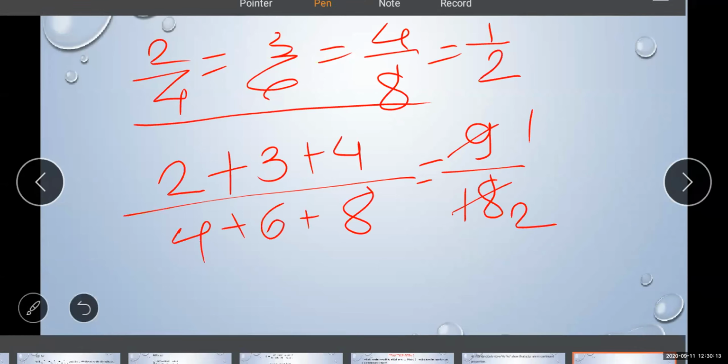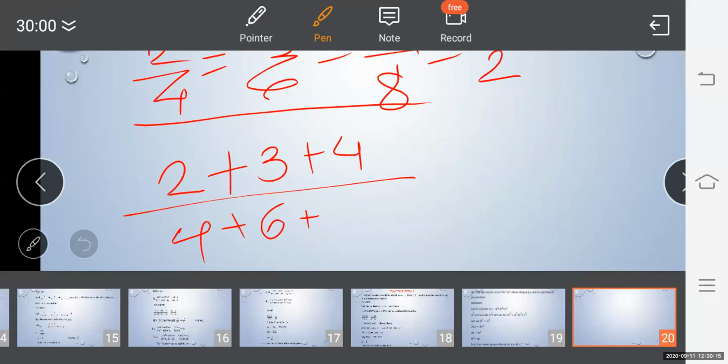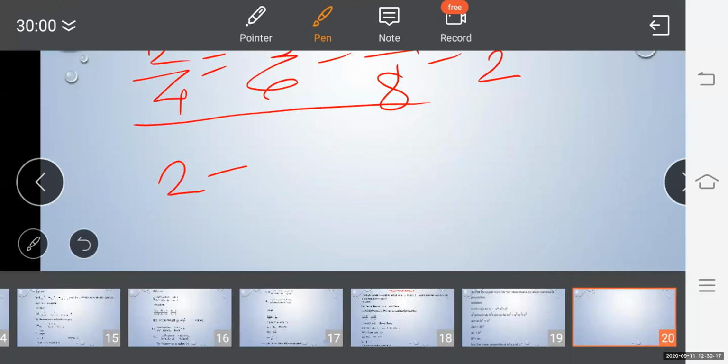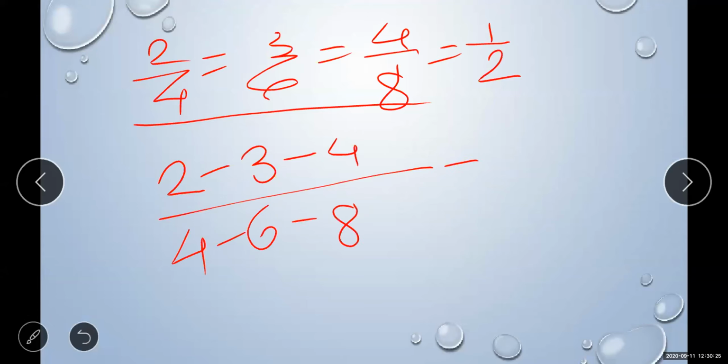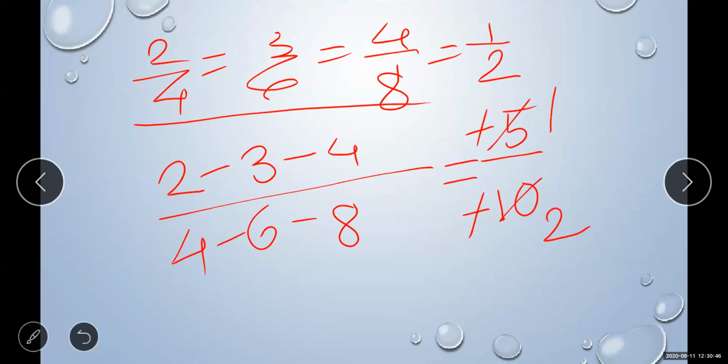Now you can subtract them. We will subtract them now. That means 2 minus 3 minus 4, 4 minus 6 minus 8. Just look here, is the answer 1 upon 2 or not? Now 2 minus 3 is minus 1, minus 1 minus 4 is minus 5. 4 minus 6 is minus 2, minus 2 minus 8 is minus 10. Numerator and denominator minus cut, 5 ones are 5, 5 twos are 10. Again we got the same answer.